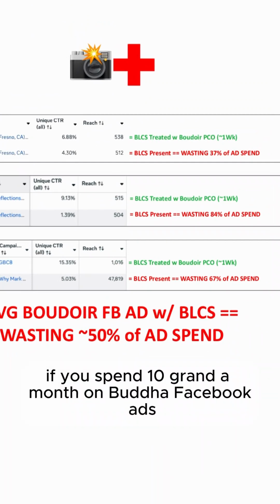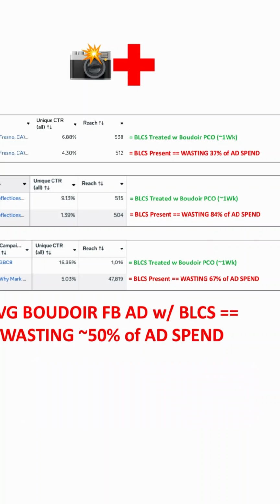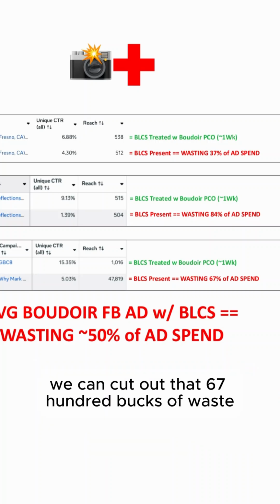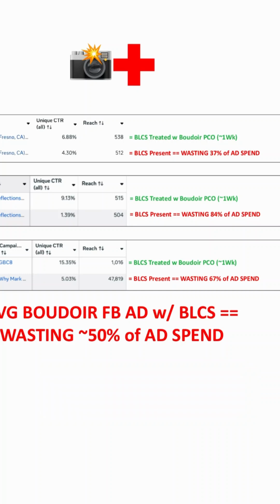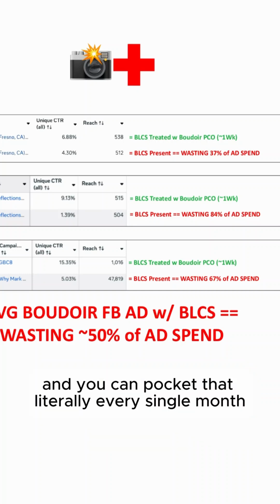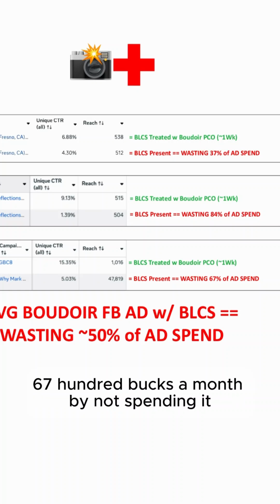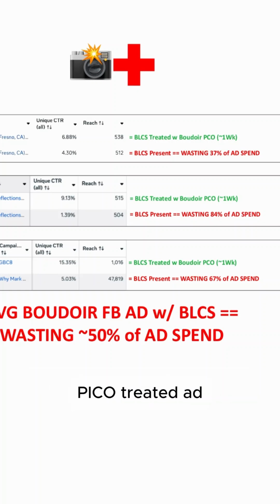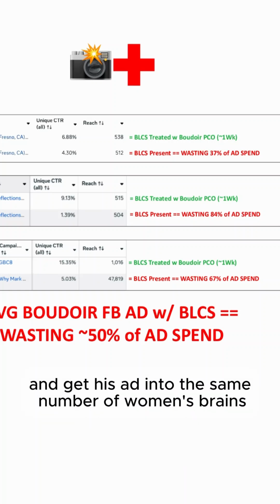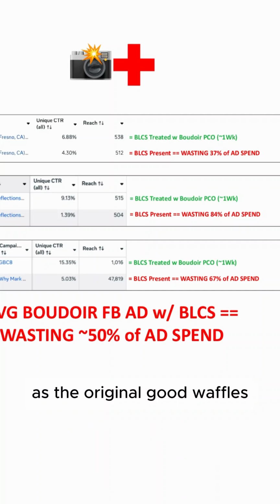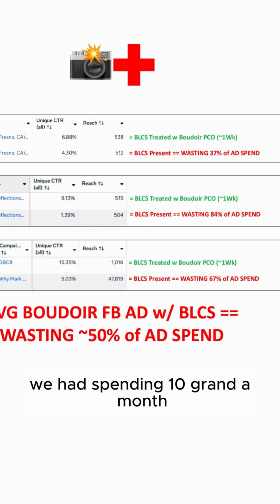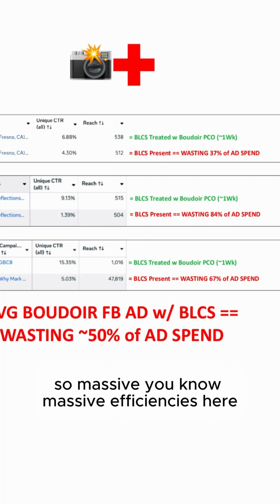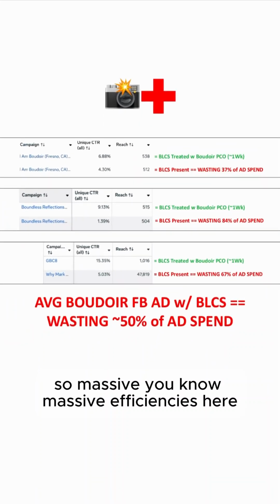So again, if you spend 10 grand a month on Boudoir Facebook ads, we can cut out that 6,700 bucks of waste, and you can pocket that literally every single month, 6,700 bucks a month by not spending it. So it's like what, 80 grand over the next year, and simply spend 3,300 bucks a month with the new Boudoir Pico treated ad and get his ad into the same number of women's brains as the original Boudoir Facebook ad, spending 10 grand a month. So massive, massive efficiencies here.